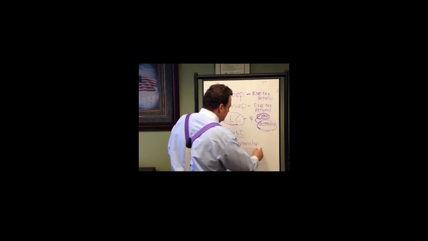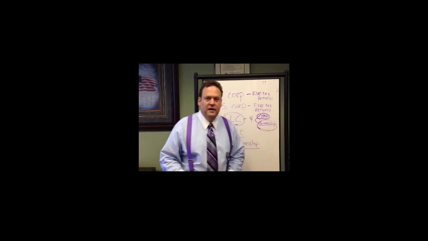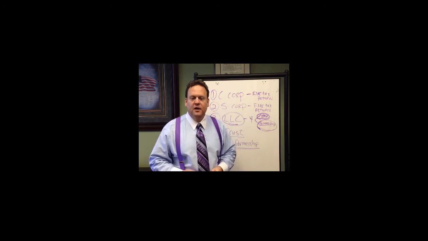And lastly, we have what's called a limited partnership, which again is like a partnership here. And sometimes we use what's called a family limited partnership, which is an asset protection device to avoid liability, but also avoid people getting to your stuff if they get a judgment against you.